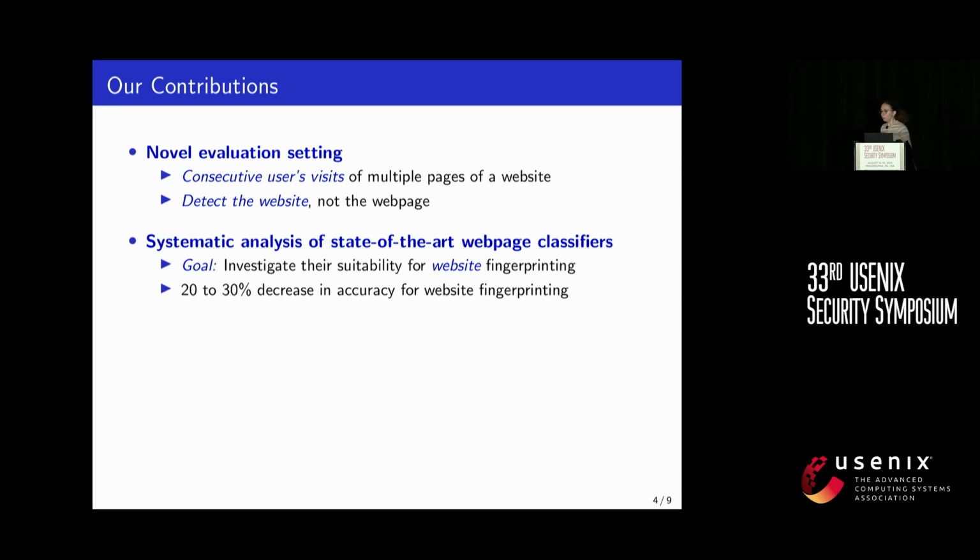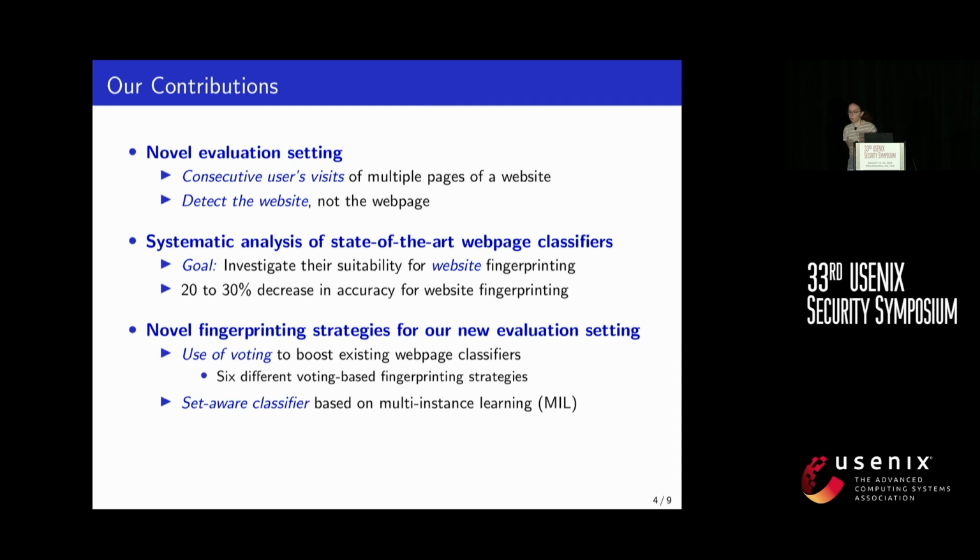Based on our new evaluation setting, we are also analyzing the suitability of the previous state-of-the-art web page classifiers for website fingerprinting, and we show that their accuracy decreases by 20 to 30% for website fingerprinting. We further propose novel fingerprinting strategies for our new evaluation setting.